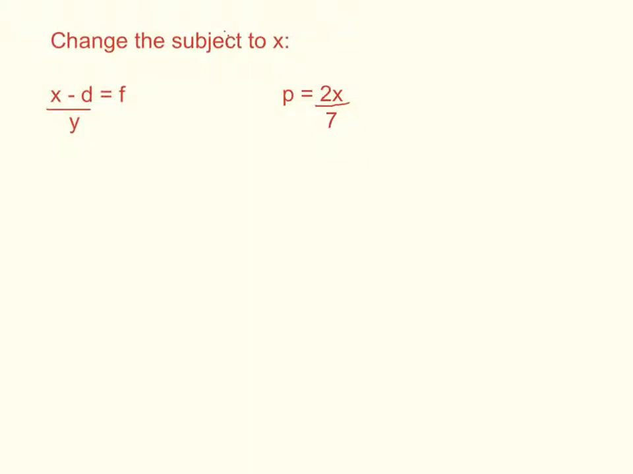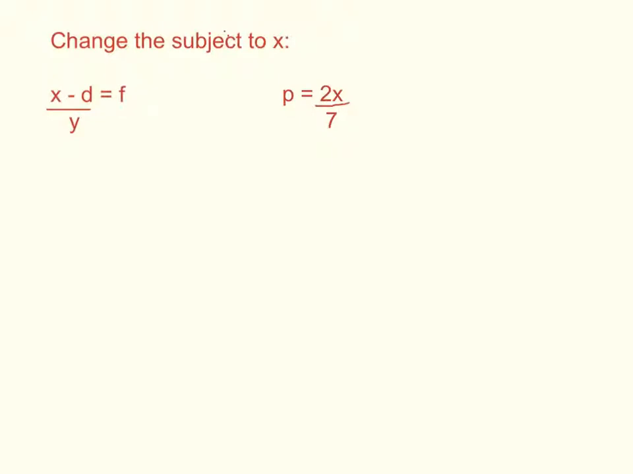So these examples are a little bit more tricky and the kind of examples that you'll get tested on when you do the National 5 exam. So again, we're trying to make the subject x in each case. On this first one here, as you can see, x is on this side, so we need to get rid of the d and the y, so the x is by itself, so it's the subject.